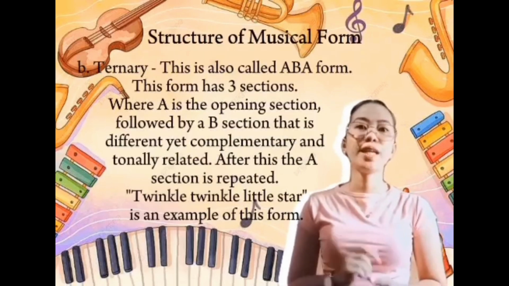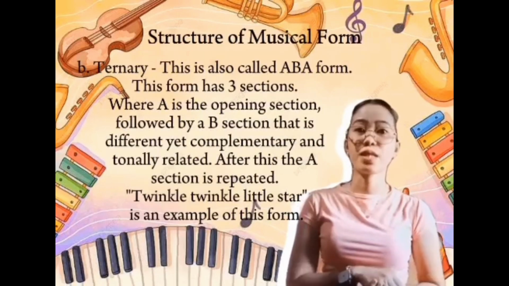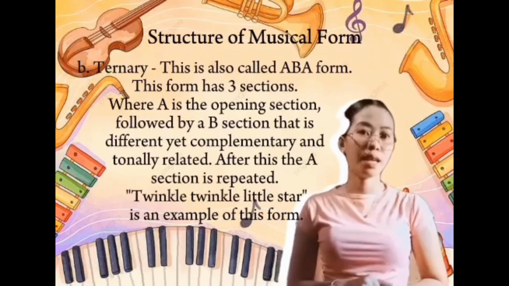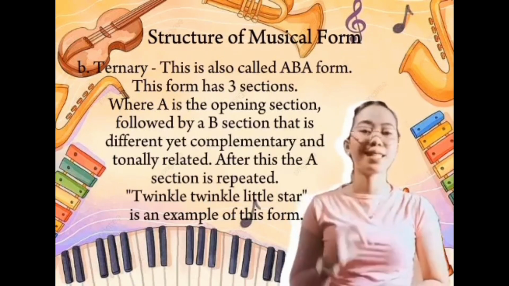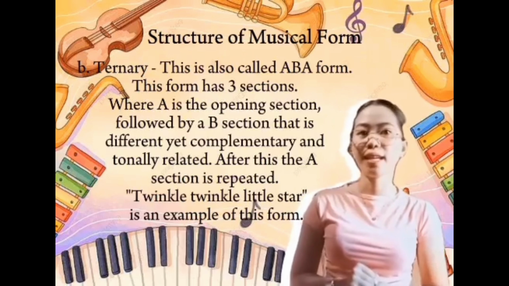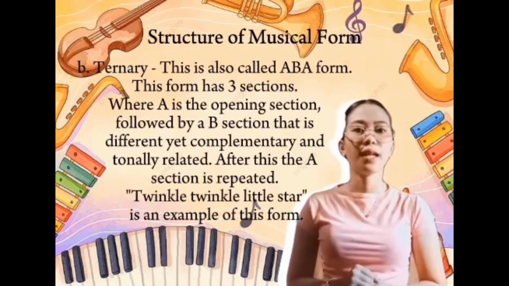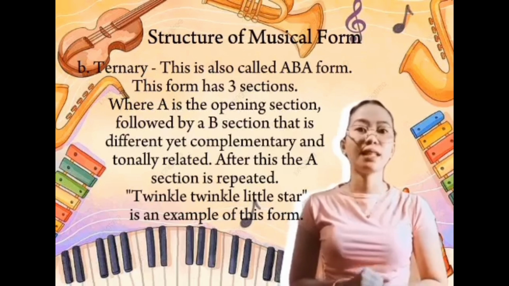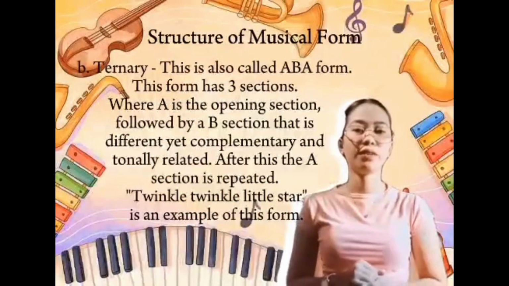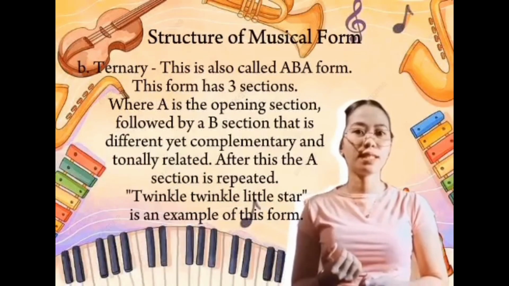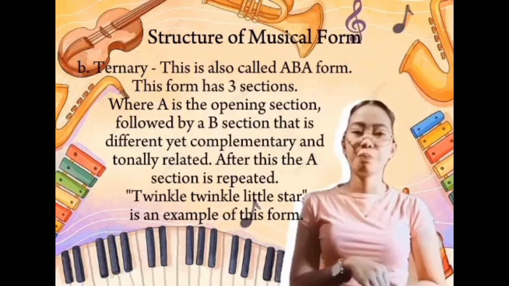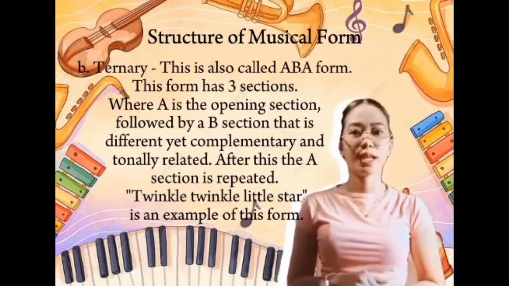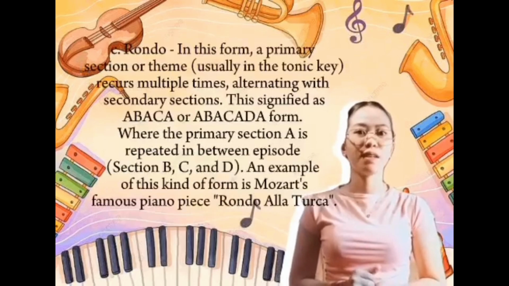I am going to discuss the musical forms, which are the ternary, rondo, and topic, and also the repeat marks, which is the da capo. So the ternary is the second structure of musical form. This is also called ABA form. This form has three sections, where A is the opening section, followed by a B section that is different yet complementary and tonally related. After this, the A section is repeated. An example of this form is Twinkle Twinkle Little Star.